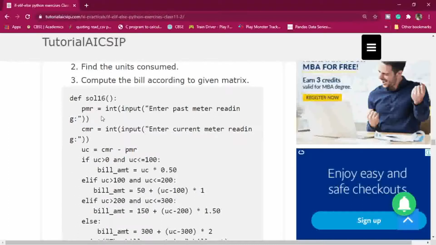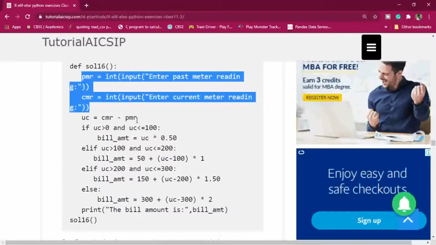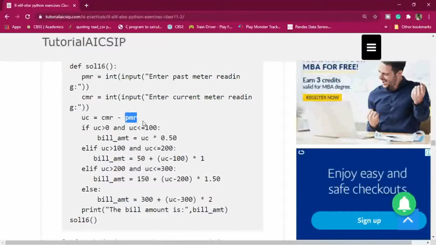I have just entered PMR, CMR, past meter reading, current meter reading, and UC equal to CMR minus PMR. UC means units consumed, that is current meter reading minus past meter reading. Then UC greater than 0, UC less than or equal to 100. Bill amount should be like this. After that, bill amount should be 50 plus UC minus 100. So this will extract the total number of units which exceed 100. Then it should be calculated with 1. Similarly, here also I have done, and here also I have done.